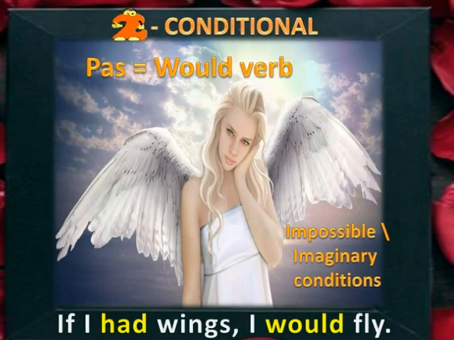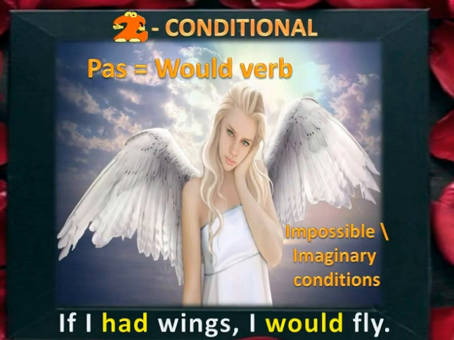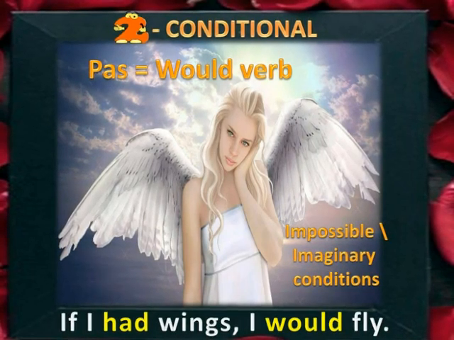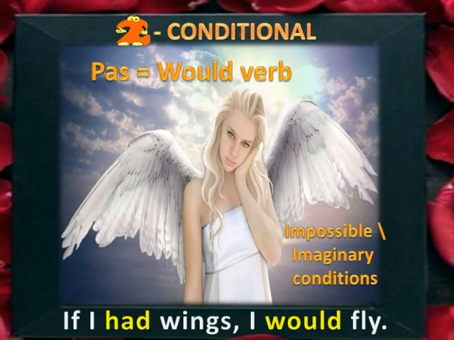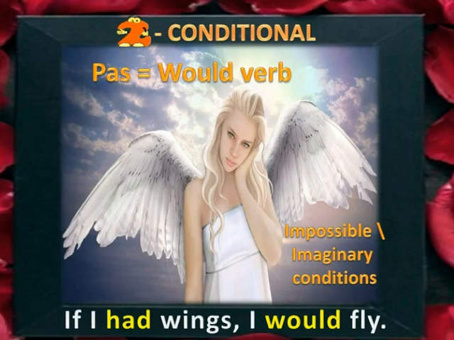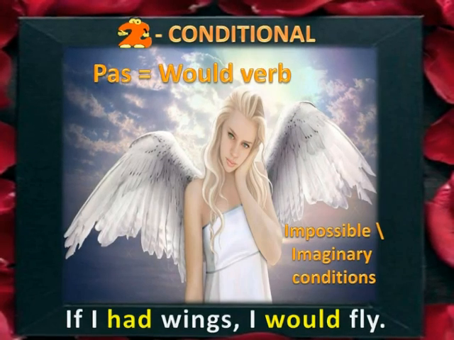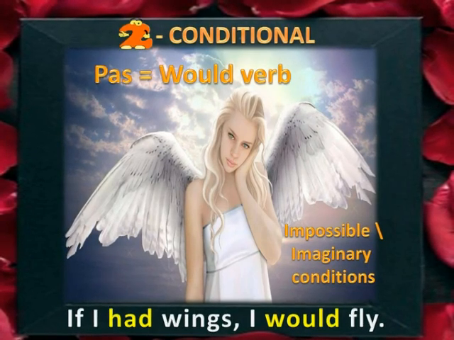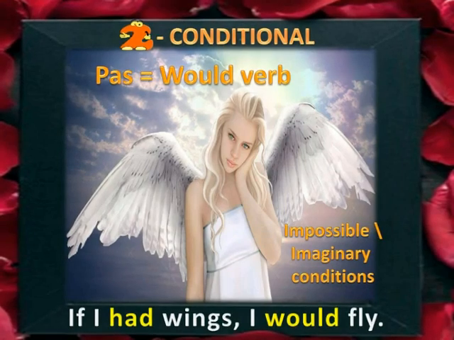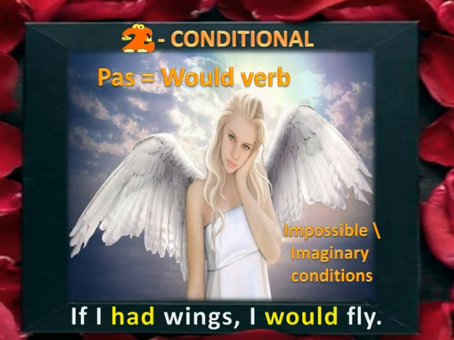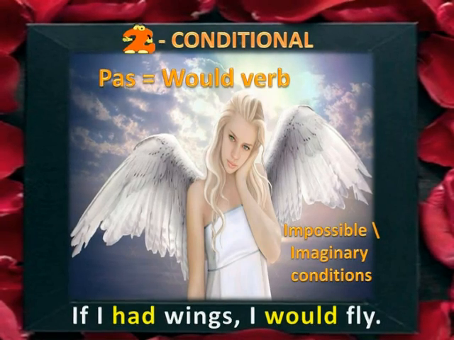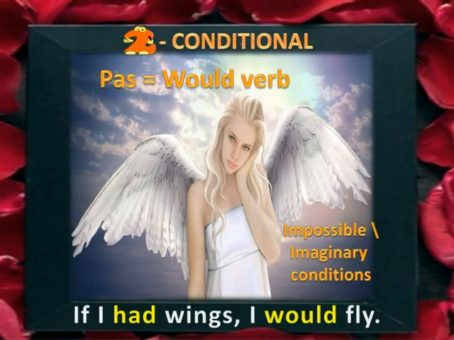In pizza, the letter I stands for impossible, that is impossible condition, in which the result part will not happen in future and an auxiliary modal verb such as would, could, should is used. The sentence structure of conditional part has past tense verb and the result part has past tense modal auxiliary verb. Now look at the sentence, if I had wings, I would fly.